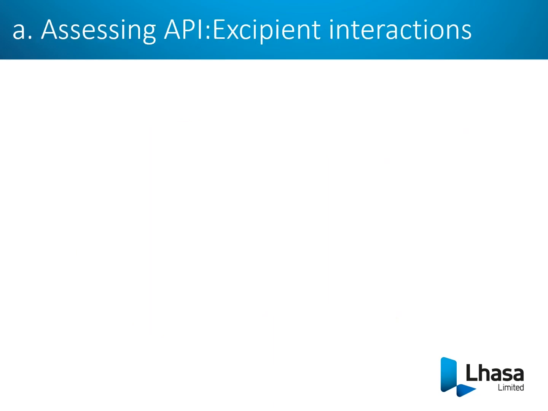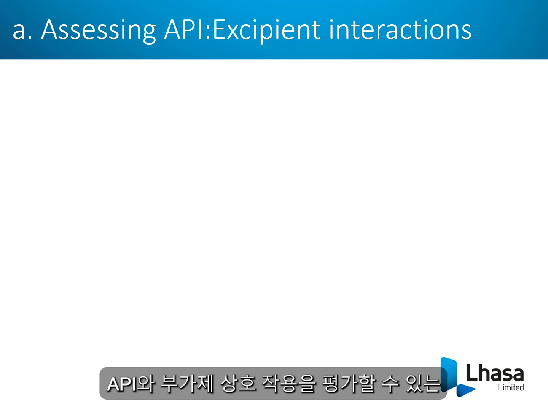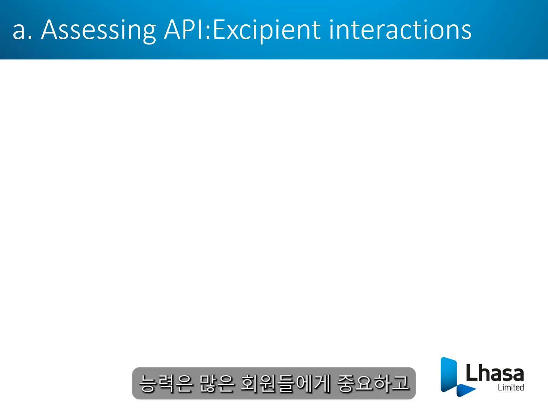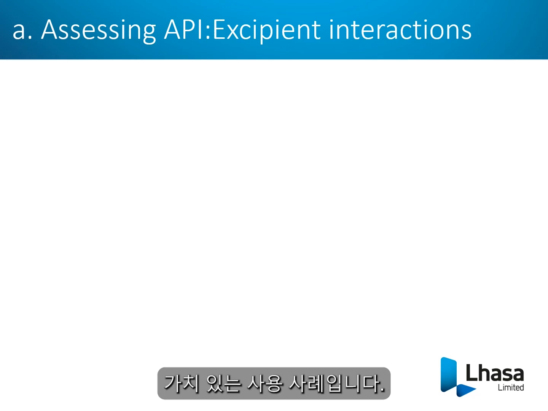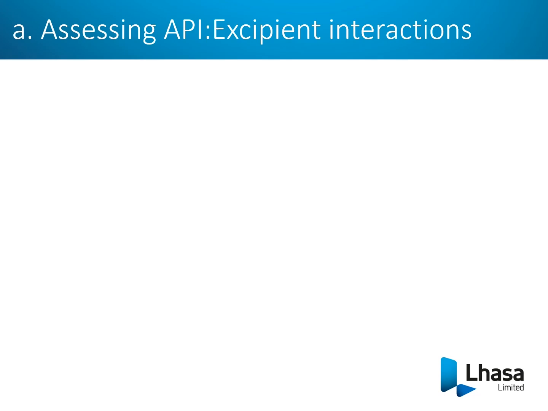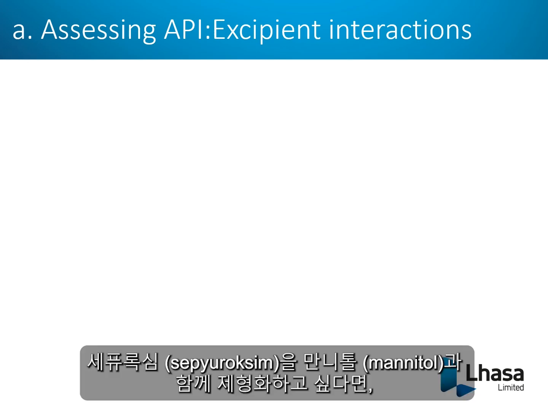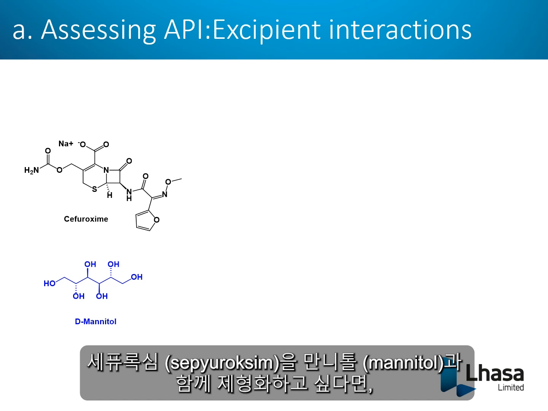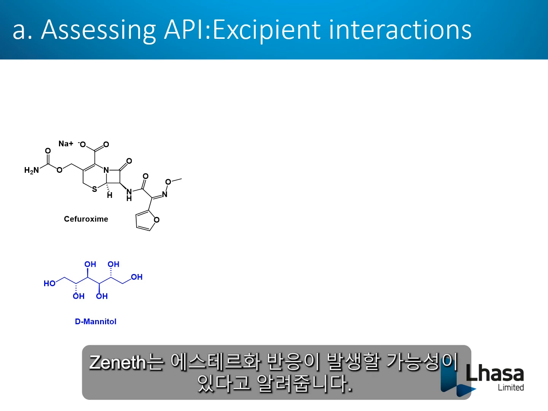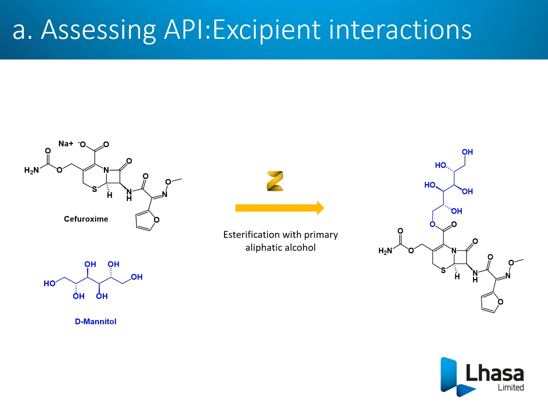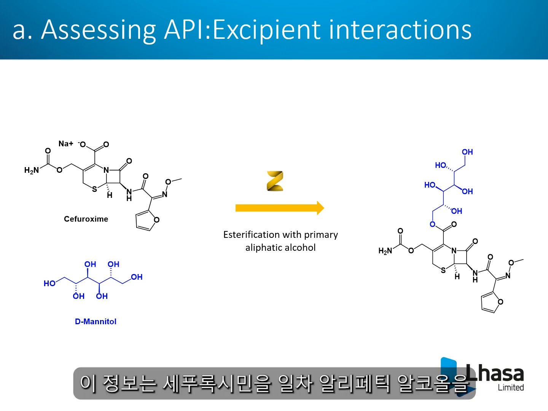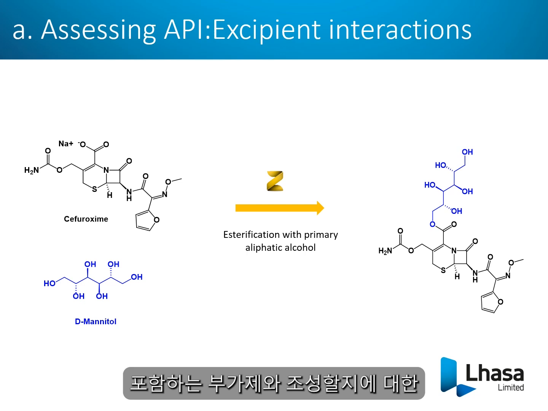Having the ability to assess active pharmaceutical ingredients, or APIs, to excipient interactions is a key and valuable use case for many of our members. As a simple example, if we wanted to formulate cefuroxime with mannitol, as I've shown here, Zeneth would tell you that there's potential for an esterification reaction to happen. This may help drive decisions around whether it's acceptable to formulate cefuroxime with excipients containing primary aliphatic alcohols.